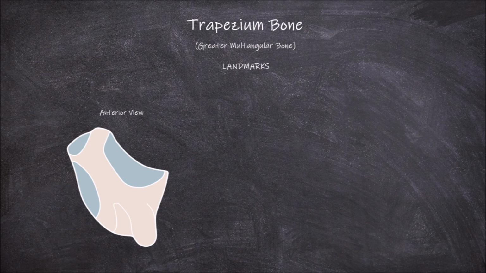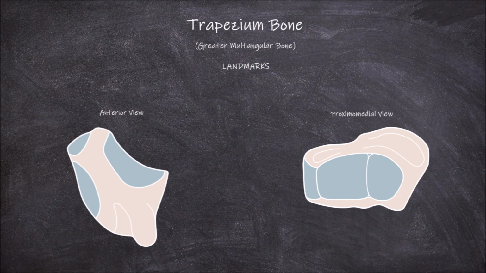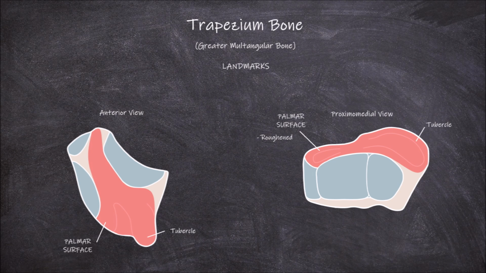Here we have the anterior view and the proximomedial view of this bone. This bone has 6 surfaces. The first of these surfaces is the palmar surface. This surface is roughened and has a tubercle on the proximal region of the surface. Medial to this tubercle is a groove for the tendon of the flexor carpi radialis muscle.